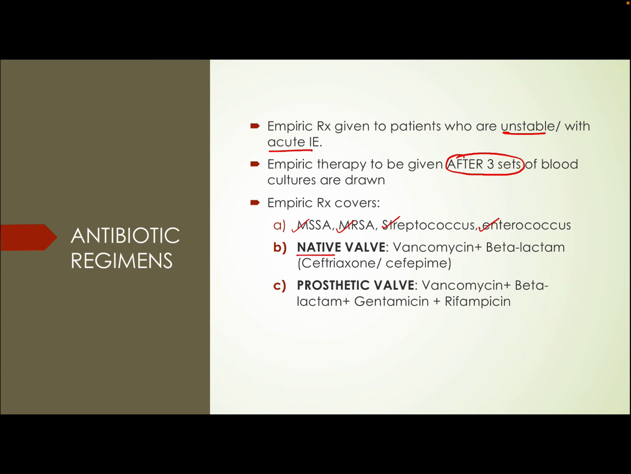In case of native valve infective endocarditis, the regimen is a combination of vancomycin and a beta-lactam, which could be either ceftriaxone or cefepime. In case of prosthetic valves, the combination is that of vancomycin and a beta-lactam, but we will also add gentamicin and rifampicin, so these two are extra.